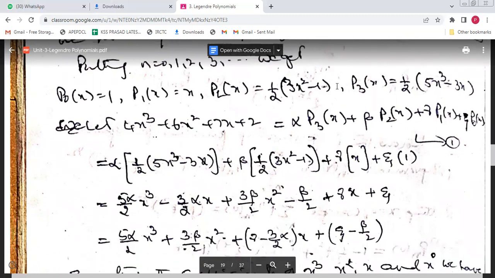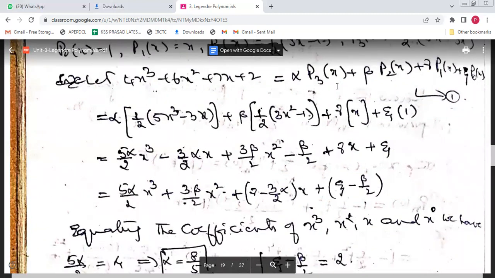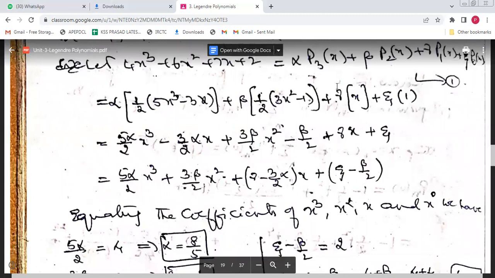That is nothing but 5 alpha by 2 times x cubed, and then collect the x square term: 3 beta by 2 times x square. Now two x terms are there, so combine them: gamma minus 3 by 2 alpha times x. And without any x, there is a constant term, xi minus beta by 2.